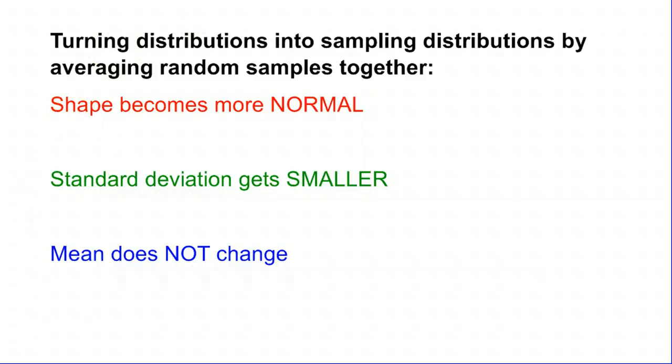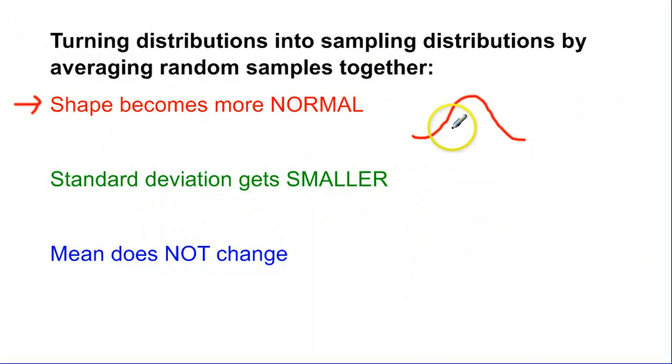So a quick review. Turning distributions into sampling distributions by averaging the different samples together. So you take a sample, you find the average, throw it back. Take a new sample, find the average, throw it back, and plot what that looks like on a histogram. And here's what happens. The shape becomes more normal. So whatever you start with, you end up with something that looks roughly like a normal curve as long as your sample is big enough.